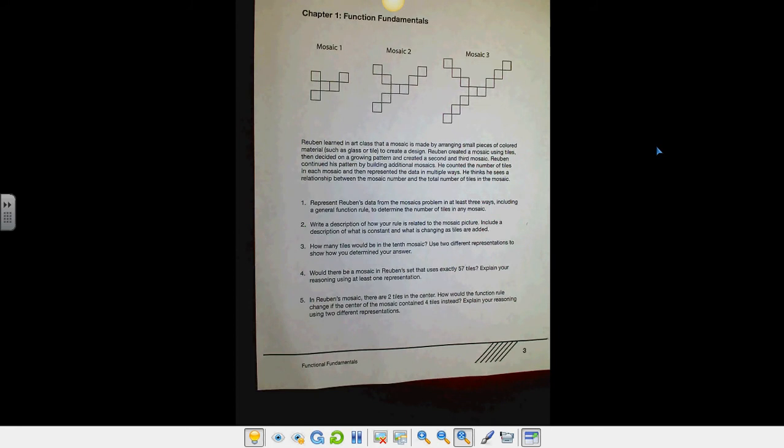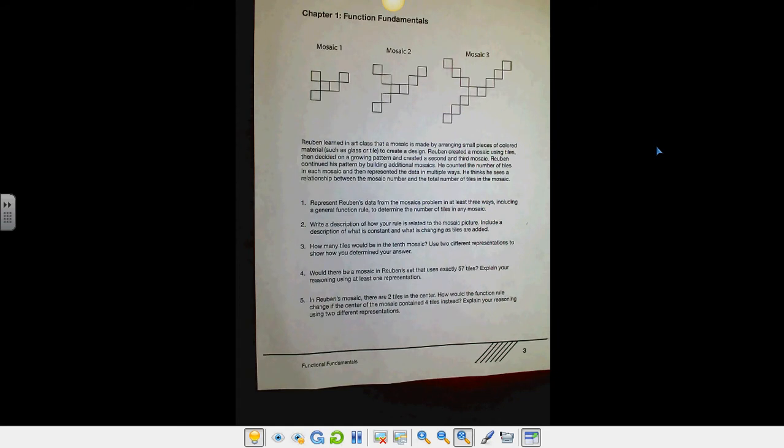He counted the number of tiles in each mosaic and then represented the data in multiple ways. He thinks he sees a relationship between the mosaic number and the total number of tiles in the mosaic. Number 1. Represent Ruben's data from the mosaic problem in at least 3 different ways, including a general function rule to determine the number of tiles in any mosaic.